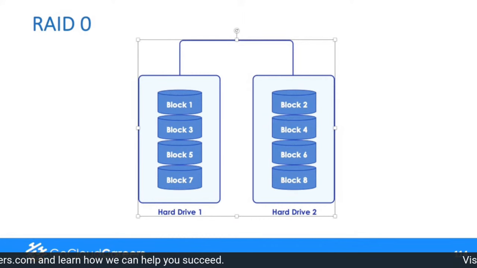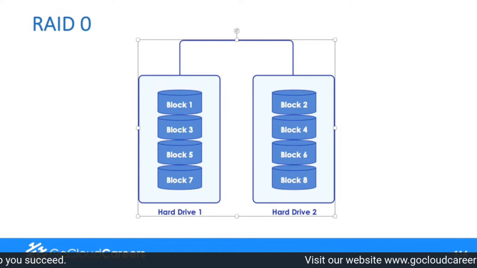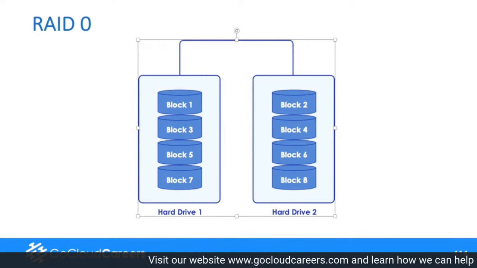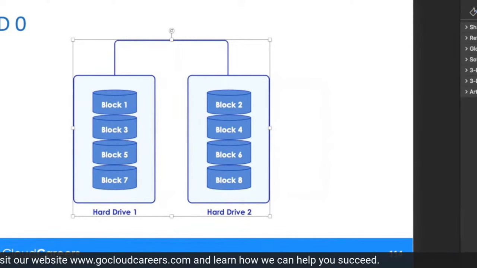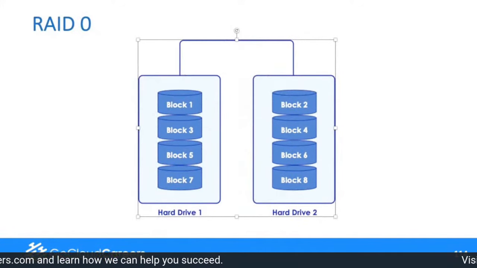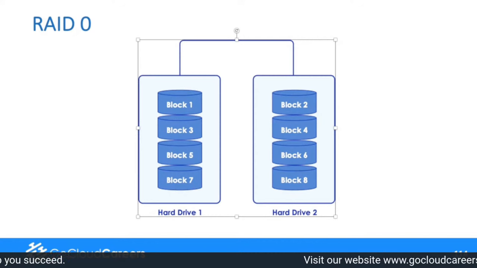So kind of keep that in the back of your mind. So that's like your load balancing between hard drives. Now think of this. If you put half of your stuff on hard drive A and half of your stuff on hard drive B, and hard drive A fails, half of your stuff is missing.